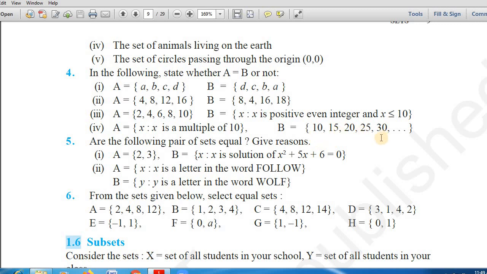Here all are not multiples of 10. Multiples of 10 are there in B also, but some numbers are not multiples of 10, like 15 and 25. But A consists of only multiples of 10. So obviously the elements of A and the elements of B are not the same.